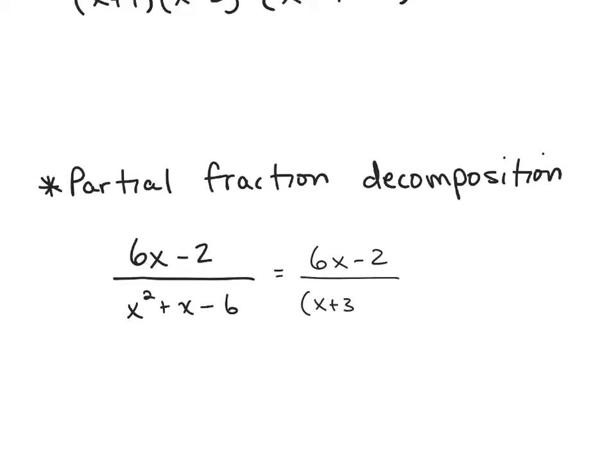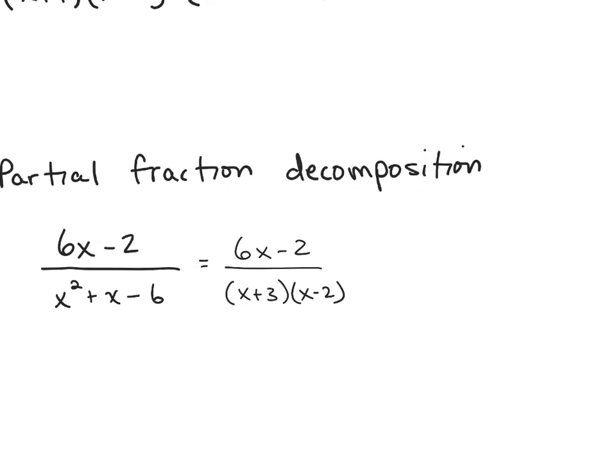x plus 3 and x minus 2. So now you recognize, okay, we've got two distinct linear factors. So step one of partial fraction decomposition is actually what we just did. Step one is to find the form of the partial fractions. So since we have two distinct factors in the denominator, we're going to have two partial fractions.